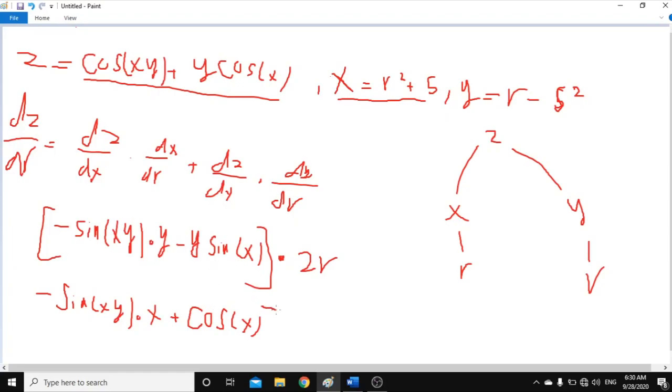Then multiply with dy over dr, this equation. The derivative of r with respect to r is 1. So you can combine them together, and this is the final answer.